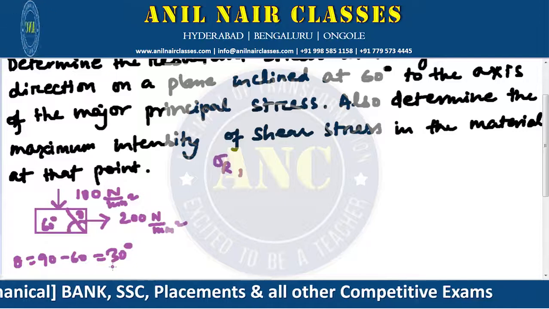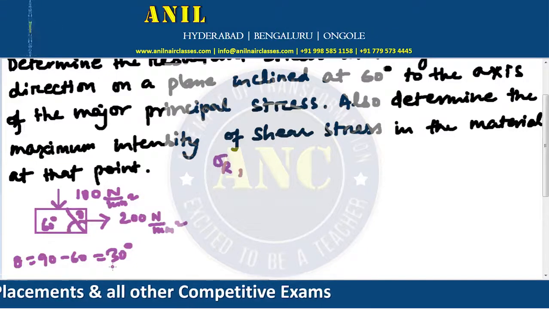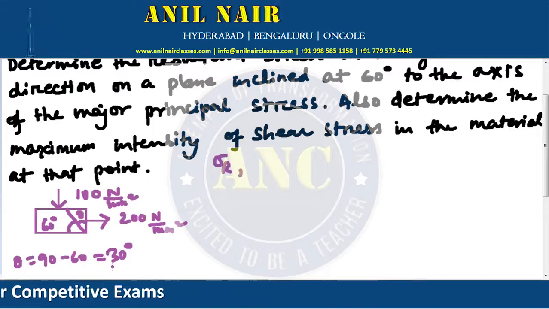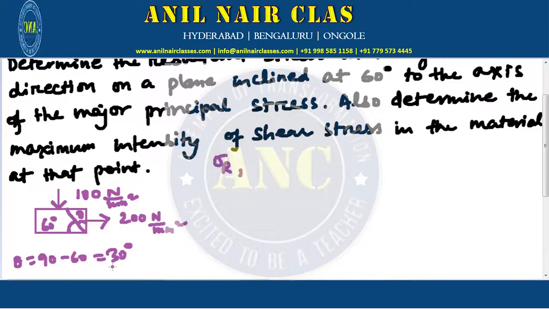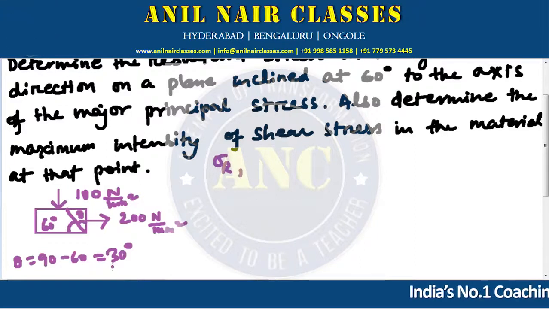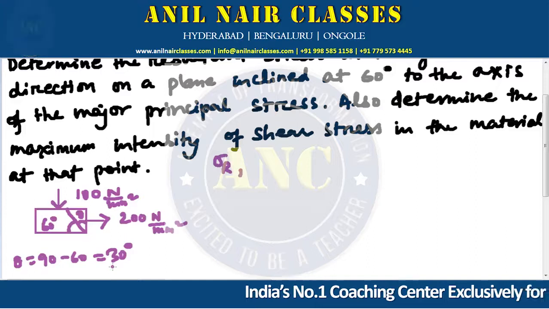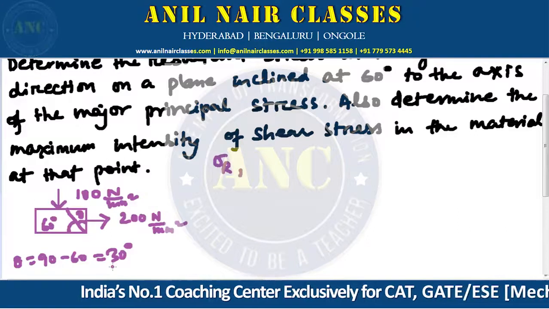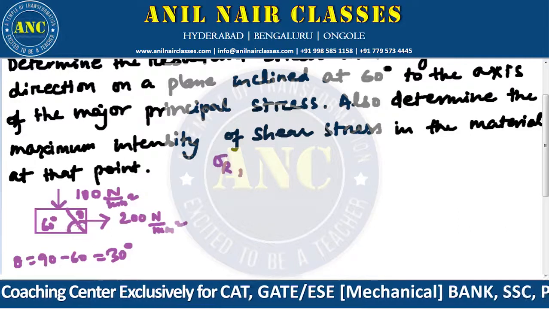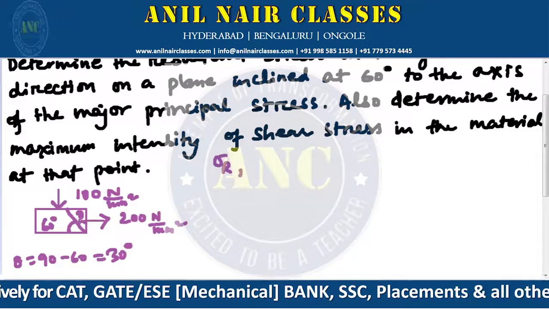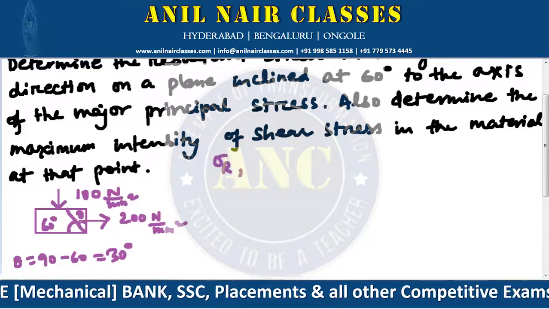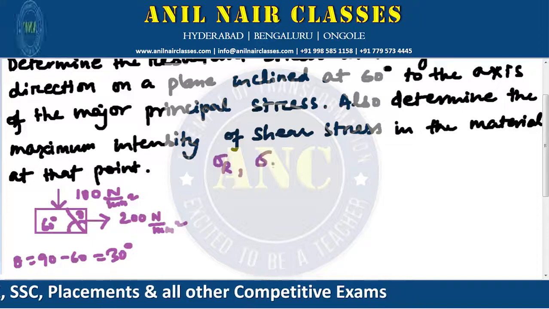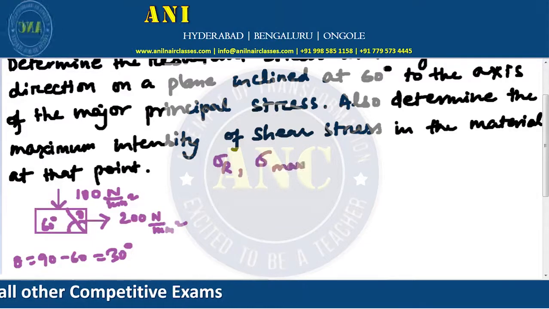Because it is telling the direction on a plane which is inclined at 60 degree to the axis of the major principal stress, right? So this is the major principal stress with 60 degree. Also determine the maximum intensity of shear stress at the point. Also to determine the maximum shear stress.